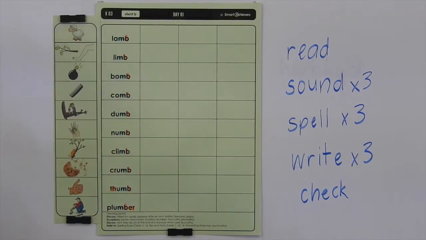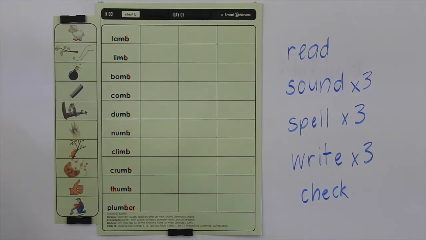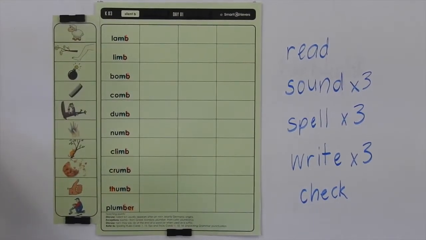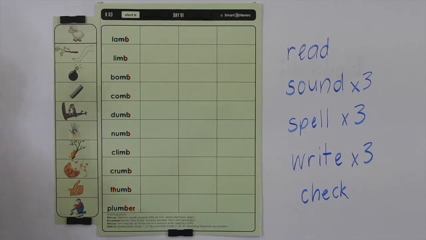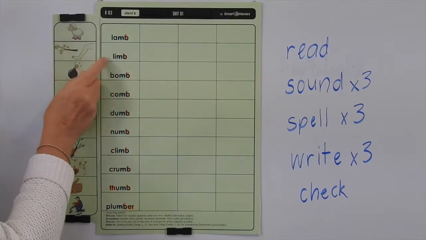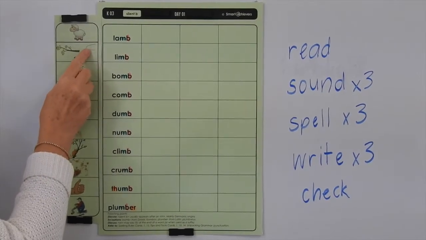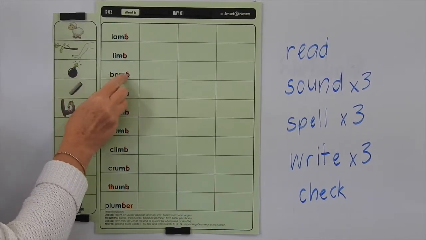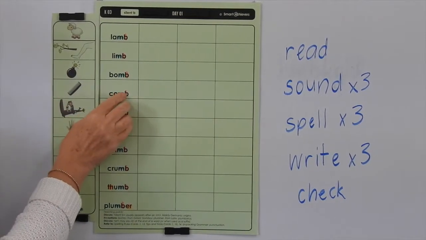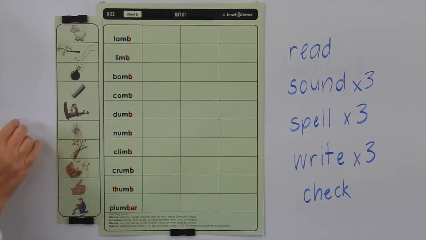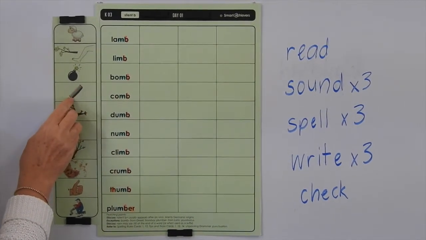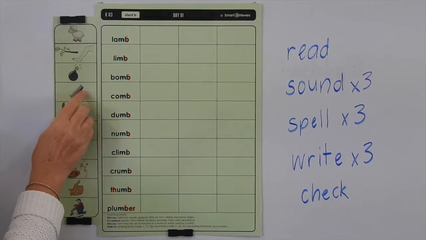Okay, so let's have a look at what these words mean. A lamb is a baby sheep. A limb, you could talk about the limb or a branch of a tree, and your arms and legs are your limbs off your body. A bomb could be like an explosive device. A comb, you could have a comb that you comb your hair with, but think about the bees too, we also have honeycomb. So comb could be other things.